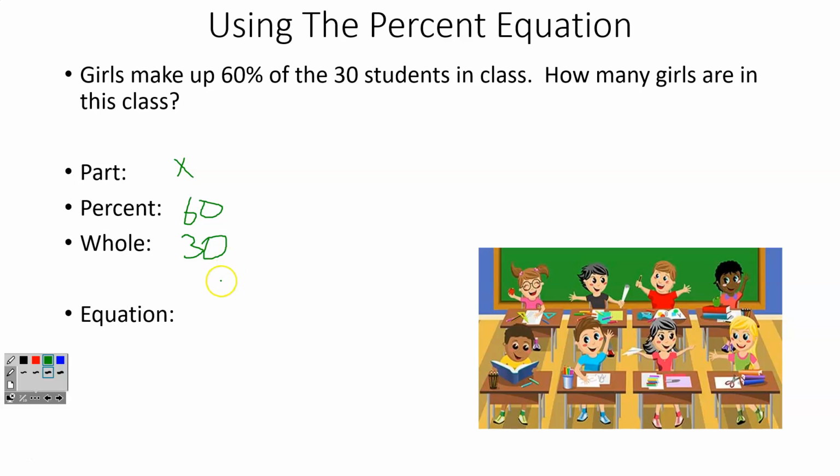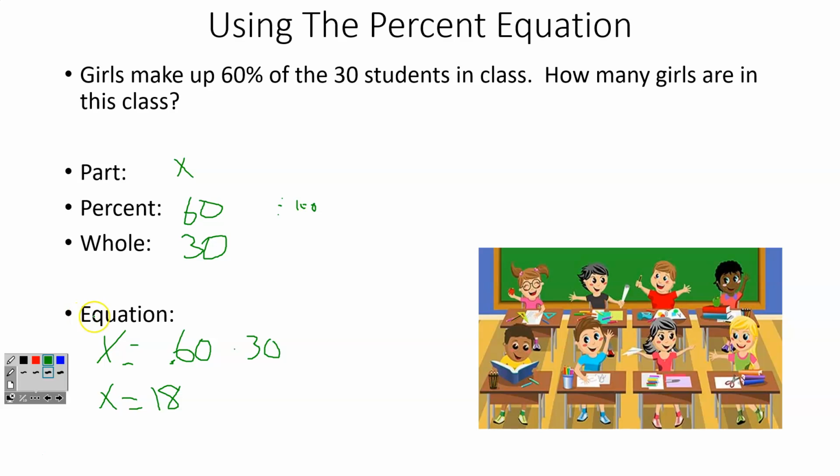So if I'm going to set it up as a percent equation, I'm going to do my part equals my percent times the whole. Now remember, from yesterday, we have to take that percent and change it into a decimal. We do that by dividing by 100. So that's going to give me 0.6. So when I type in my calculator 0.60 times 30, that gives me an answer of 18. So that means out of the 30 students, 18 of them are girls.